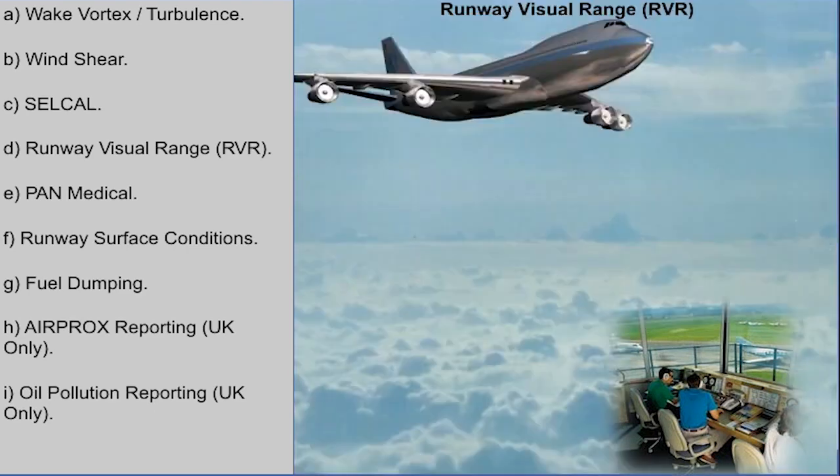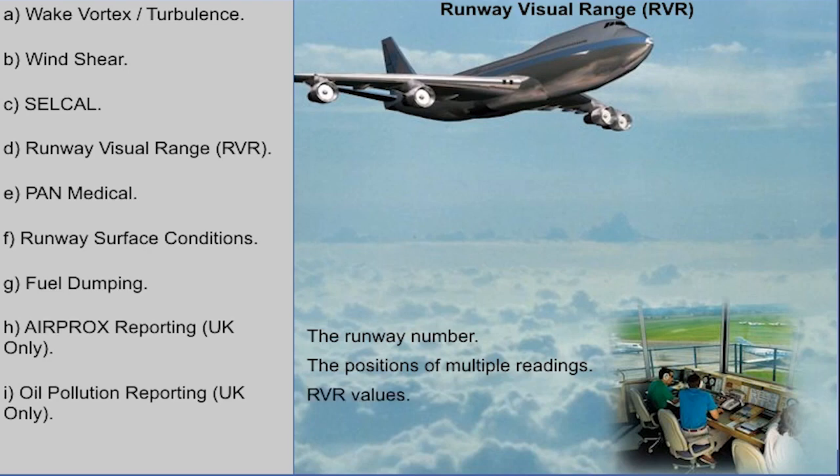When transmitting the runway visual range, the words runway visual range or the abbreviation RVR should be used, followed by the runway number, the position of multiple readings, if applicable, and the RVR values. Where multiple RVR observations are available, they are always transmitted commencing with the reading for the touchdown zone.